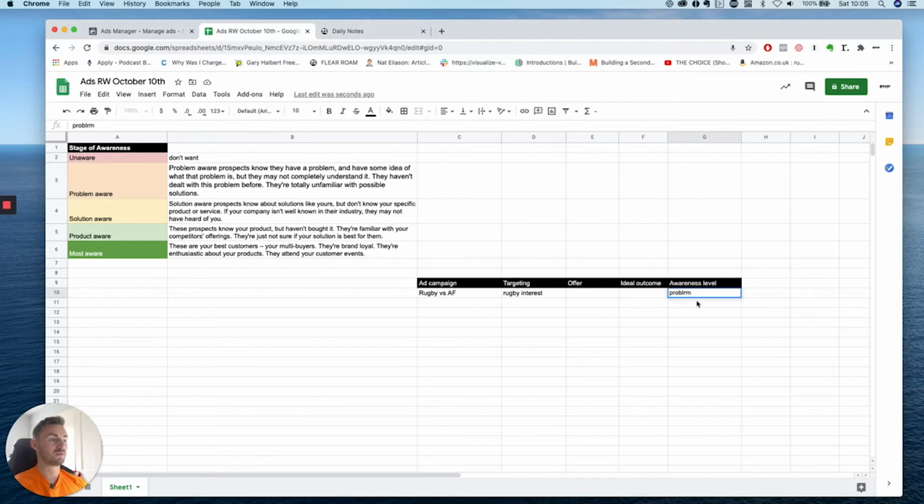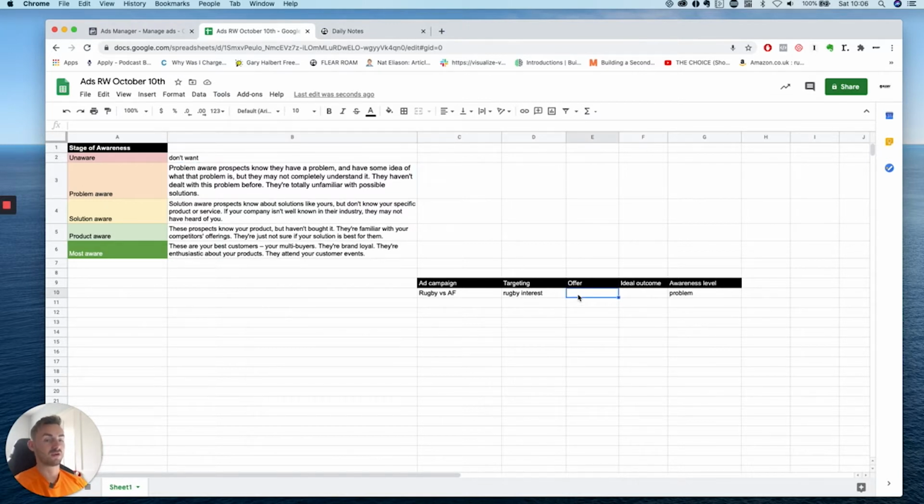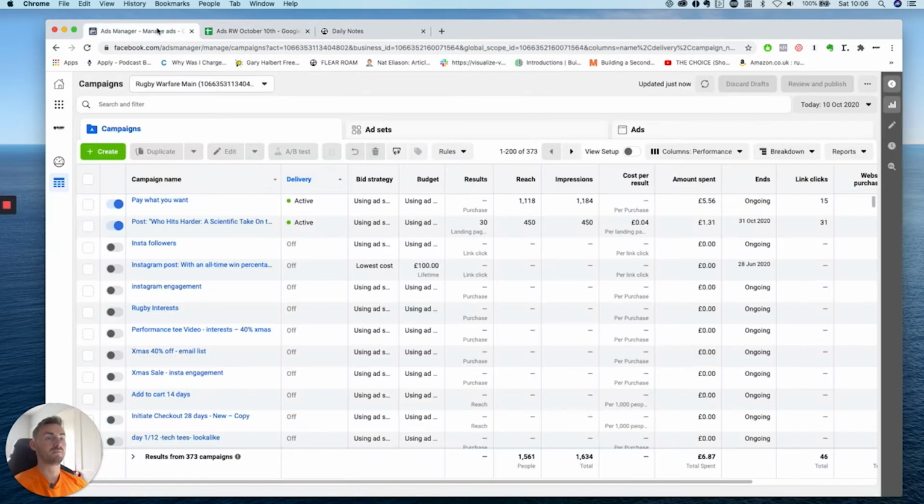These guys, if they play rugby and stuff, they're more likely to be problem aware that there's not so many good rugby clothing brands out there. There's not many solutions. So the offer here is just to read the article, which we use scientific methods for. I've got a PhD in to do the cleaning it all up as well. The ideal outcome is to read and comment on the article. So all I want people to do is go on the website, have a read, and I'll show you the ad now.